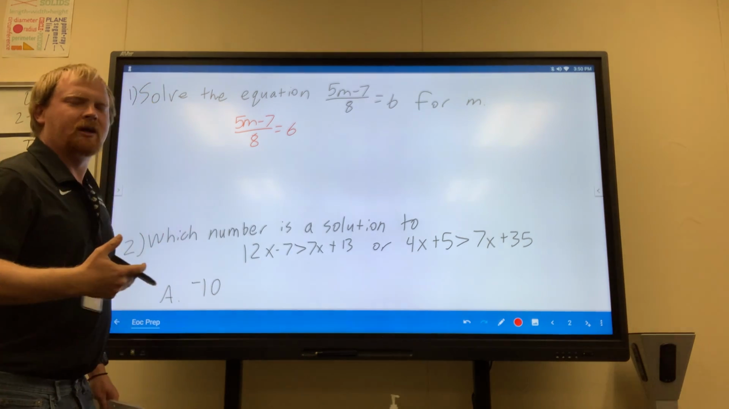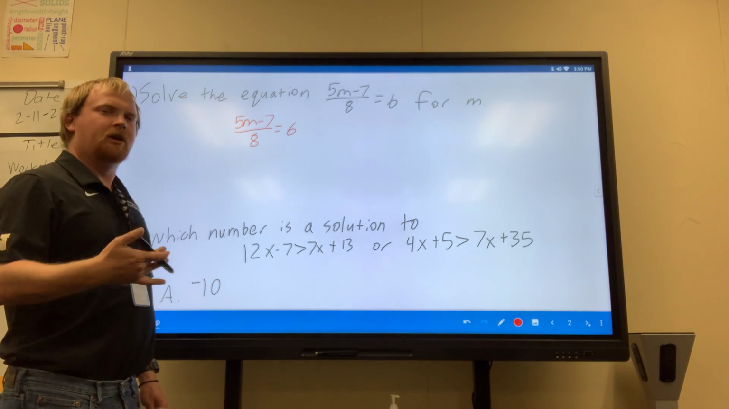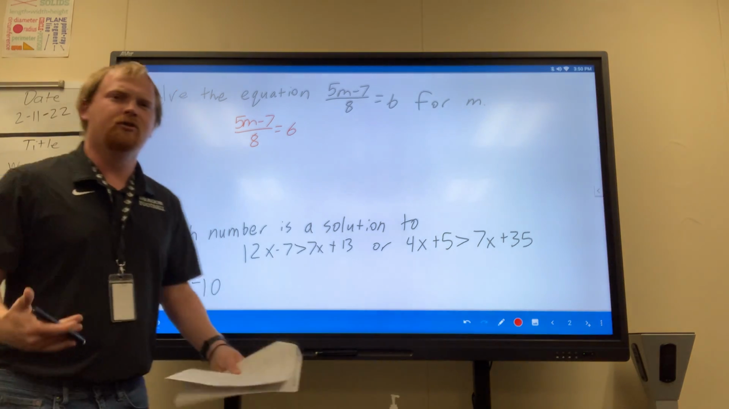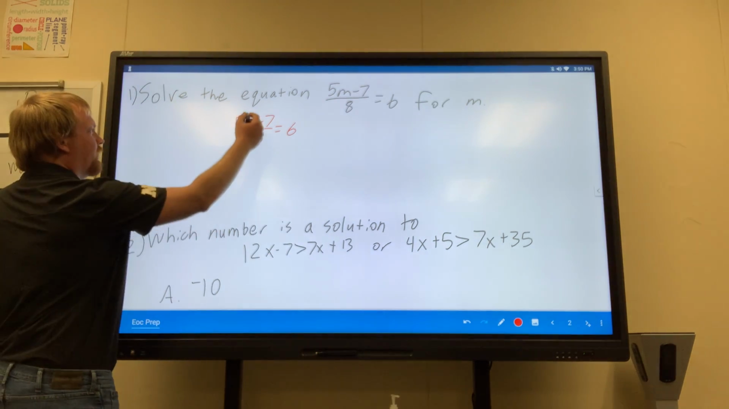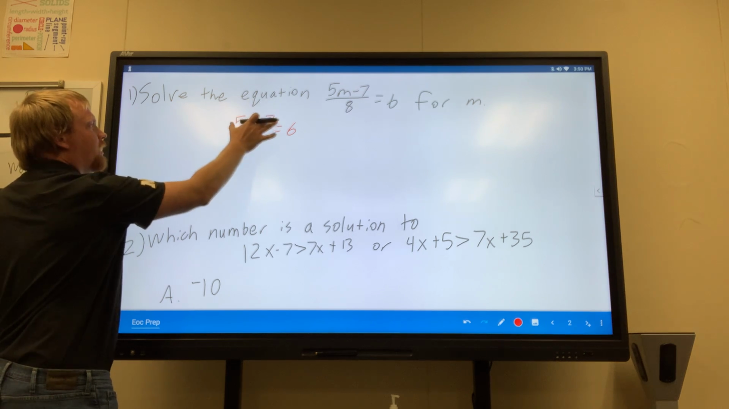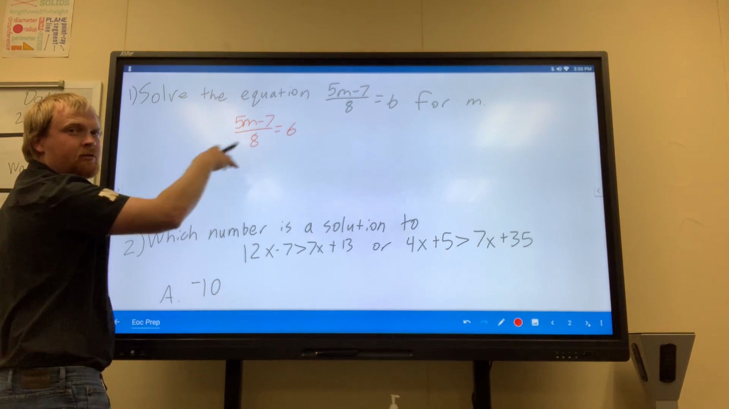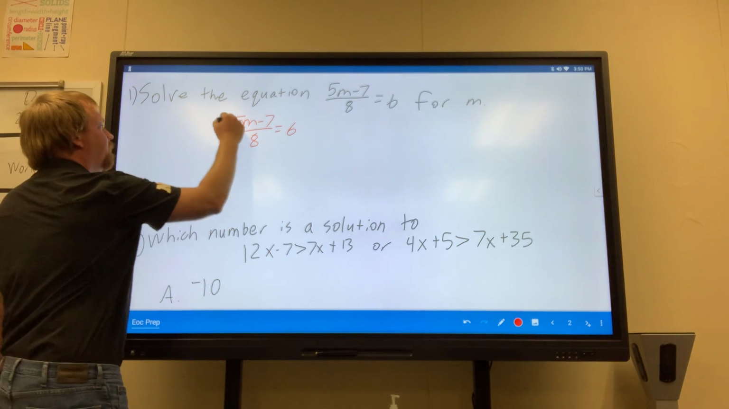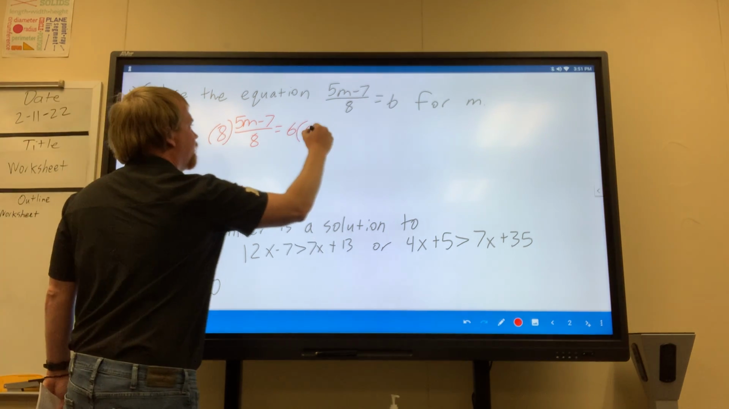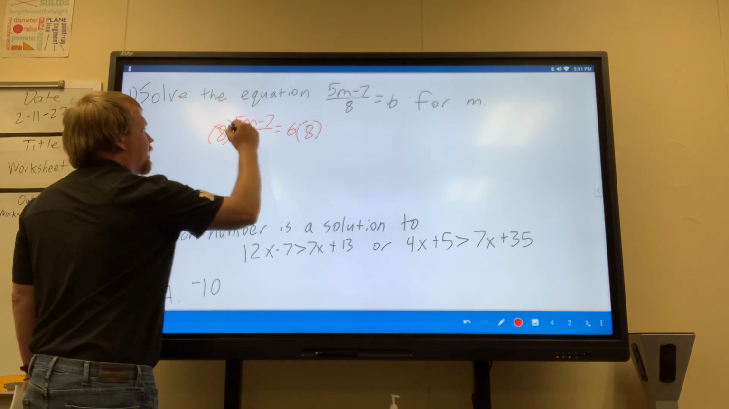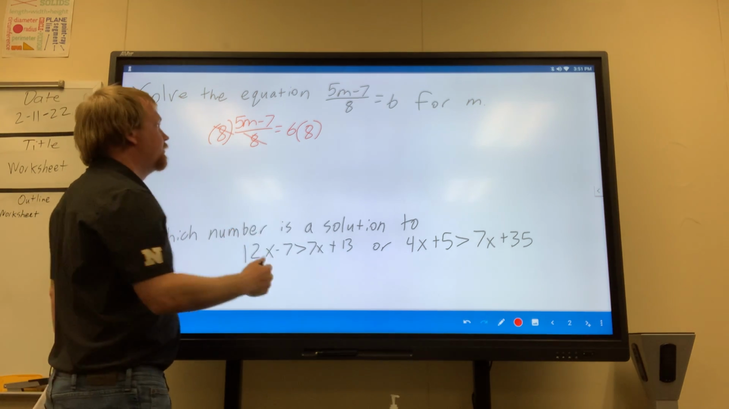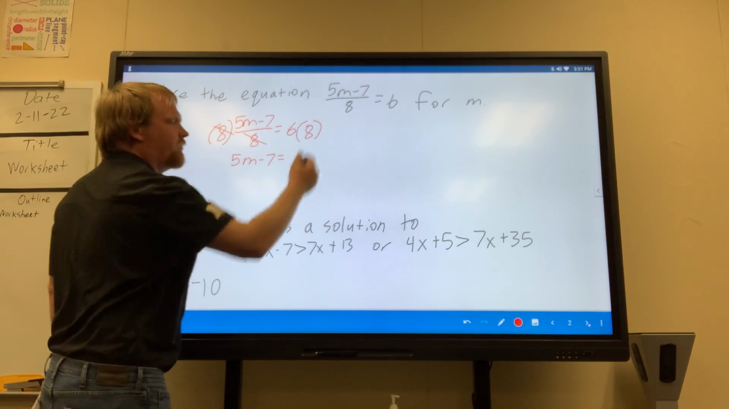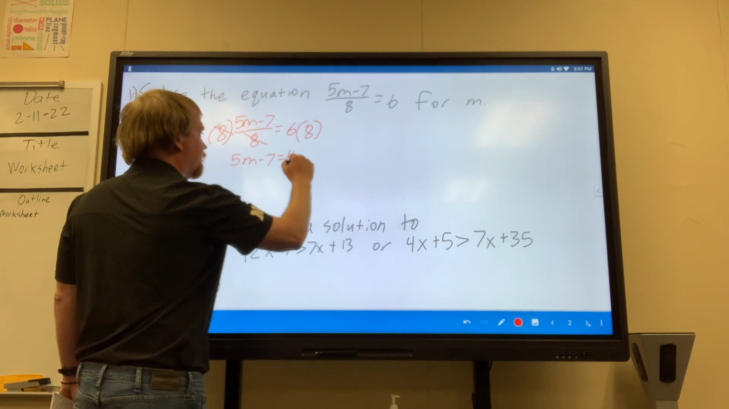One of the things we're going to have to do is solve for m, but we have to think about the opposite. What is the opposite of what we want to do? Notice how the whole thing is divided by 8. What's the opposite of dividing? Multiplying. So I want to multiply by 8 on both sides. The 8s will cancel each other out, so I'm left with 5m minus 7, and 6 times 8 gives me 48.